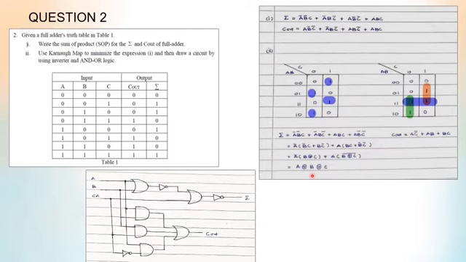This is XOR, so we need to use OR logic with inverter to be equal to XOR. This is the circuit of the full adder using inverter and OR gate.